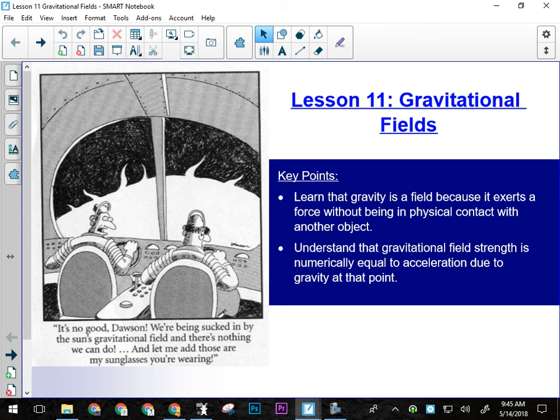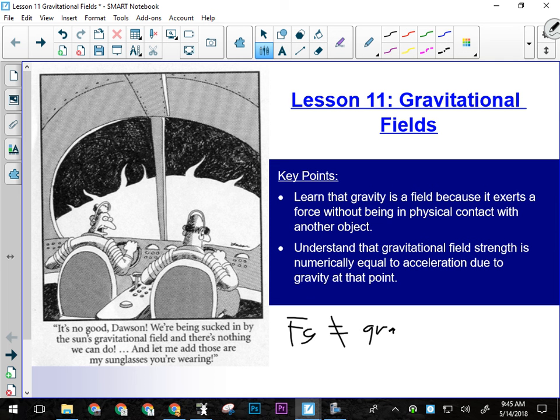And we measure gravitational field strength as acceleration due to gravity. So it's an acceleration. It's a rate of acceleration. It's not the force. The force of gravity is different. The force of gravity and gravitational field strength are not the same thing. So Fg is not equal to gravitational field strength.